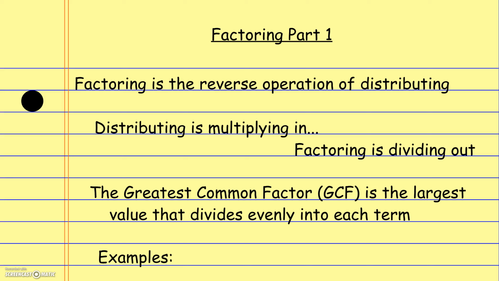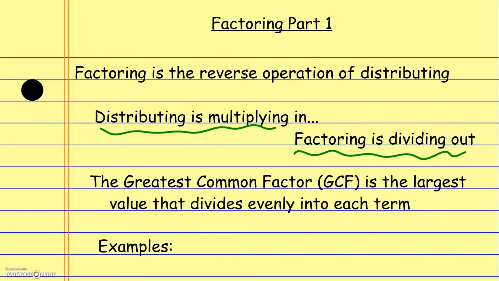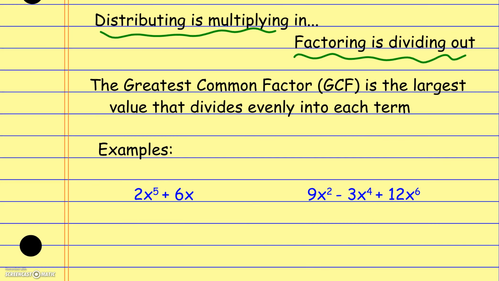All right, so distributing is multiplying in, factoring is dividing out. So these are reverse processes where we're trying to undo what we did with our distributive property. Okay, that's what factoring is. The first way we look at for factoring is factoring out the greatest common factor, or the GCF. And remember, the greatest common factor is the largest thing that divides evenly into each of the terms that we have.